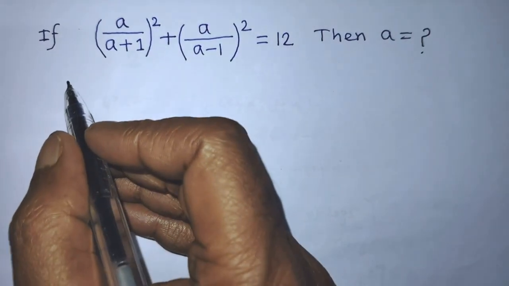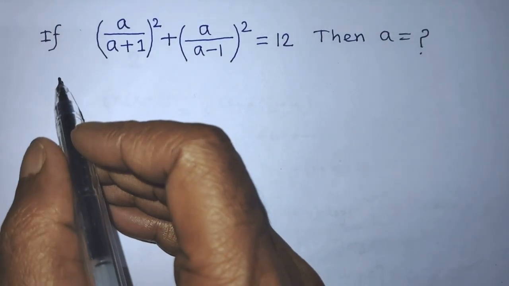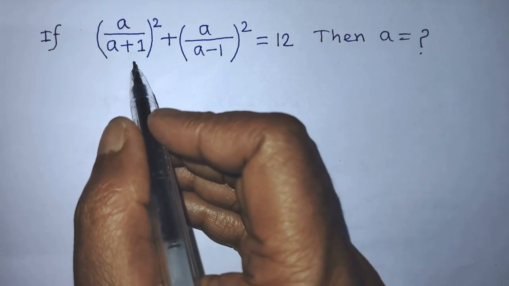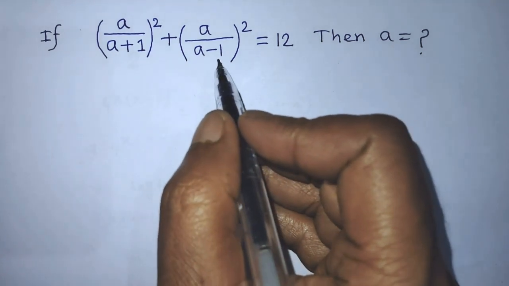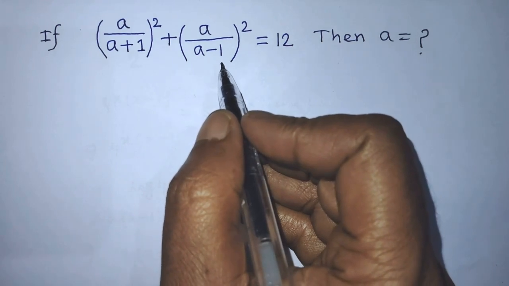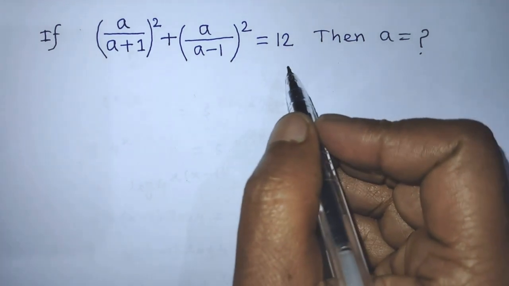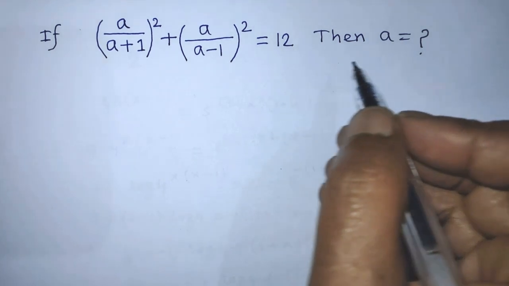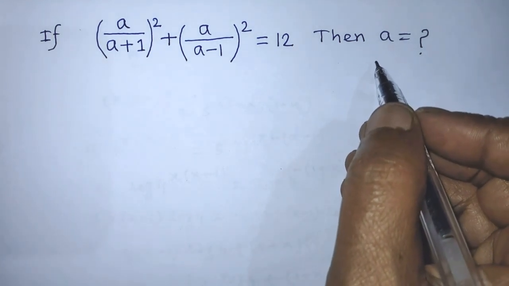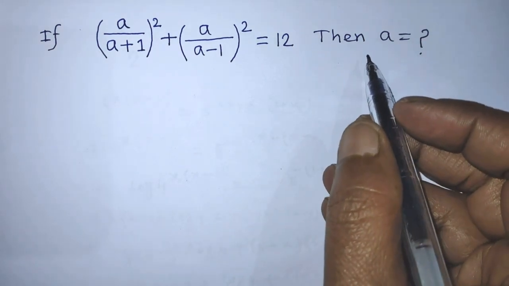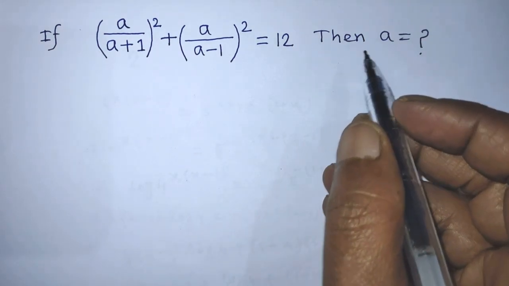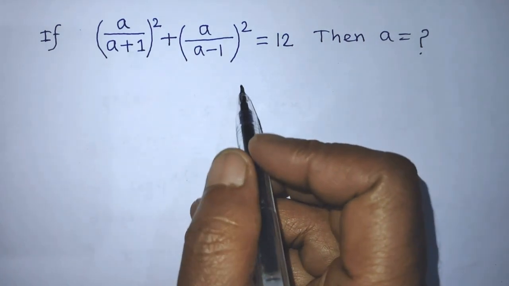Hello guys, you are welcome to solve this math problem, which is: if (a over a plus 1) whole to the power 2 plus (a over a minus 1) whole to the power 2 is equal to 12, then find the value of a. So student, today in this video I am telling you how to find the value of a from this equation.